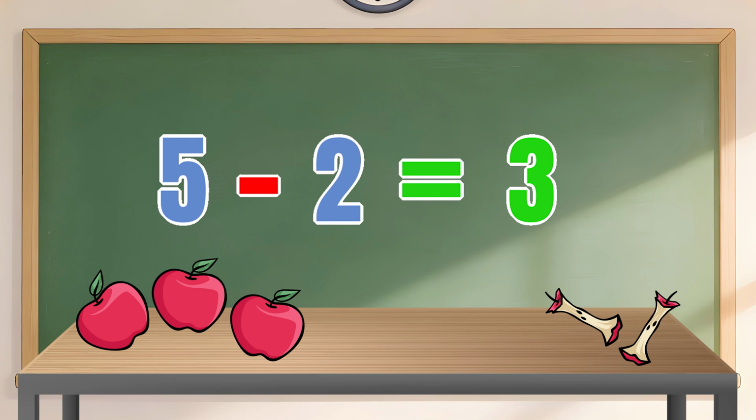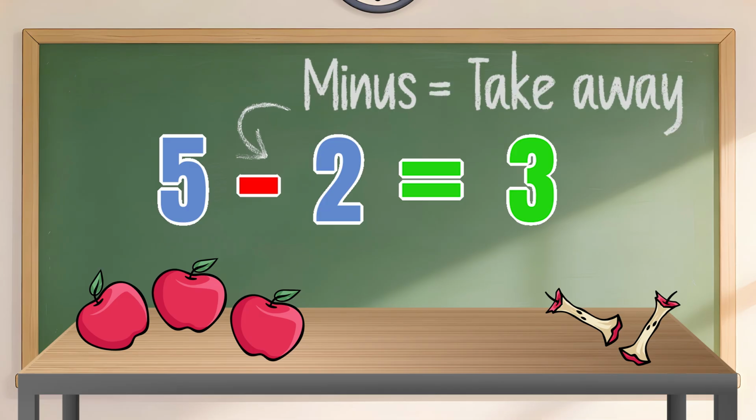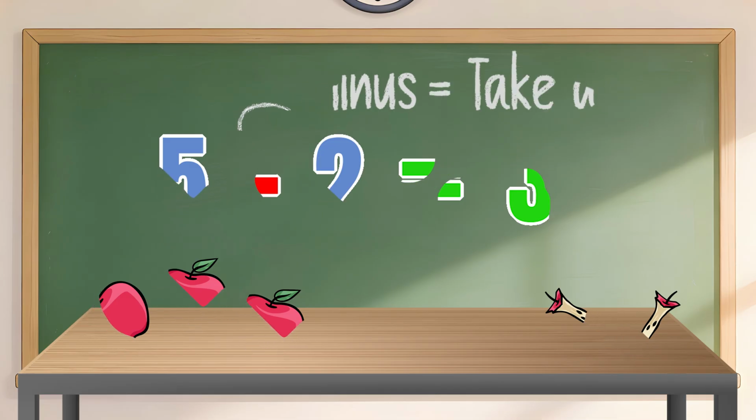We can write it like this. 5 minus 2 equals 3. See this little line right here? That's called the minus sign. It means take away. Let's try another one.